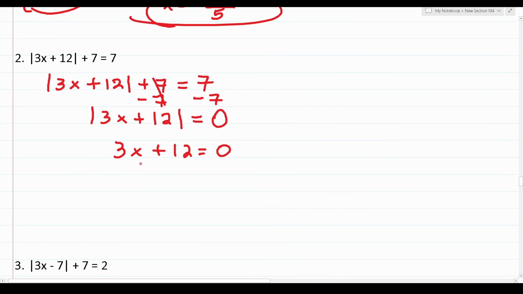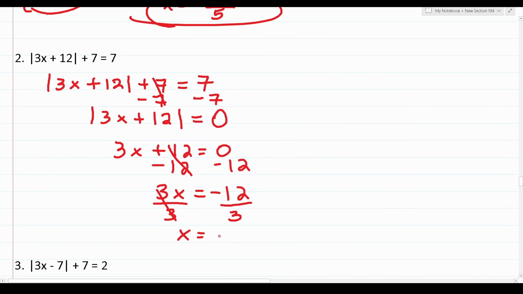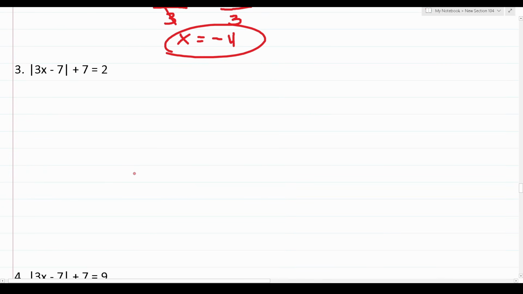Of course, we're solving for x, so let's move that 12 to the other side via subtraction. This crosses out, leaving you with 3x equals 0 minus 12, which is negative 12, and divide both sides by 3 now. This crosses out, leaving you with x. Negative 12 divided by 3 is going to be negative 4. So the one solution to this absolute value equation is negative 4. All right, let's go ahead and take a look at another example now.